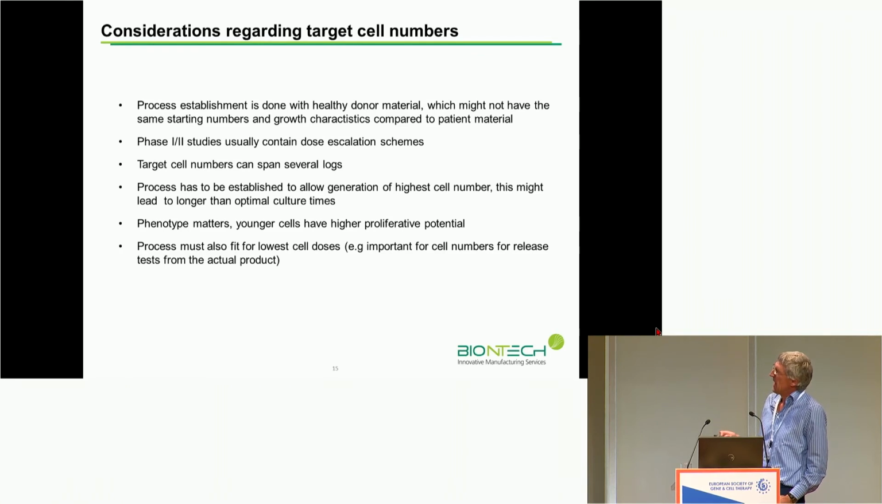But then you also have to consider that the process has to fit the lowest cell numbers. So your freezing protocol and your harvesting protocol also have to fit for this, and this might play a role in some of your QC assays, the flow cytometry assays for instance, where you have to take a sample from your final product, and your final product is just 10 to the fifth, or 100,000 cells per milliliter, whereas in the higher cell doses it's 1,000 times higher.